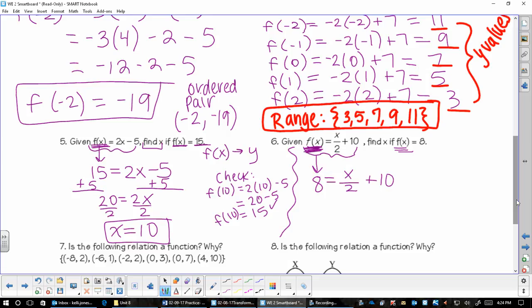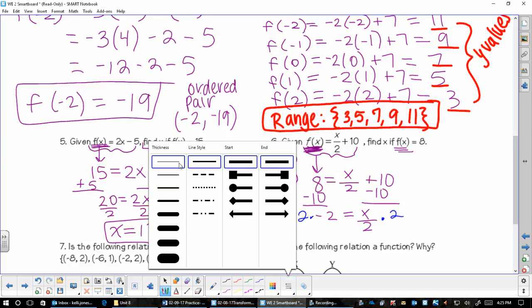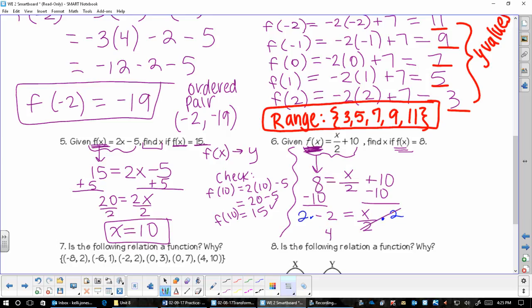Okay, so I have x divided by 2 plus 10. What needs to go away first? That's right, the 10. So if it's plus 10, you subtract 10. 8 minus 10 is negative 2 equals x divided by 2. Well, if I need to undo divide by 2, I'm going to multiply both sides by 2. Okay, so 2 times negative 2 is 4. And then my 2's cancel out and I get x. So I get for my final answer, x equals 4.